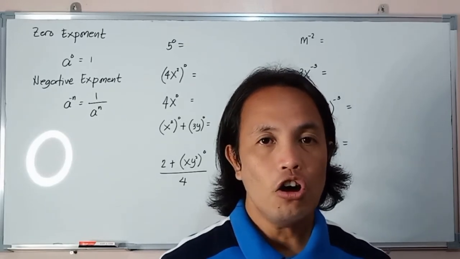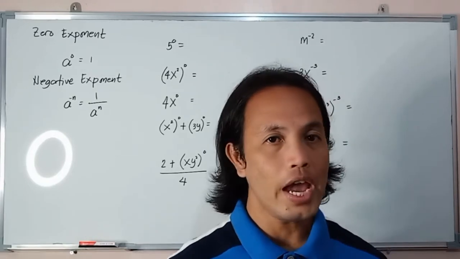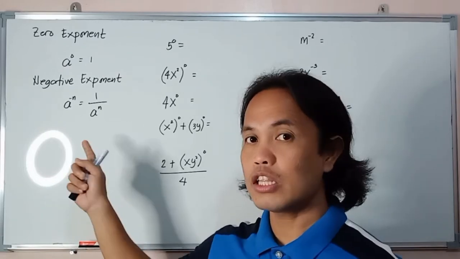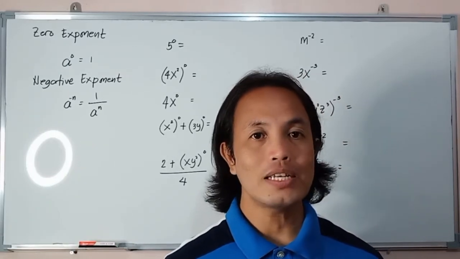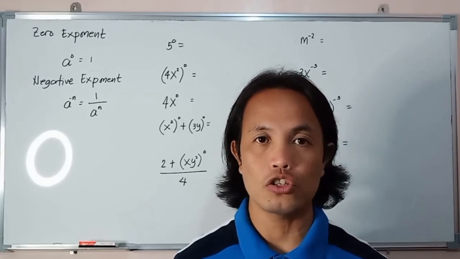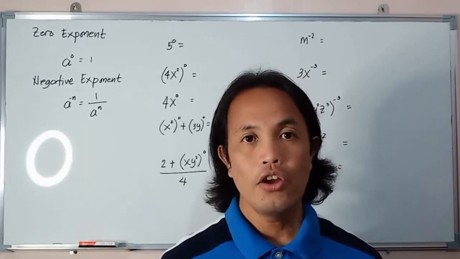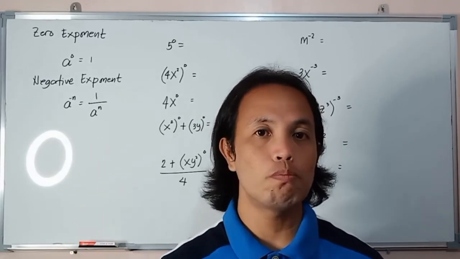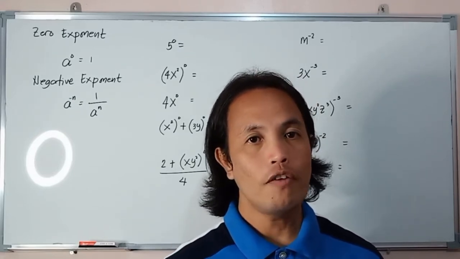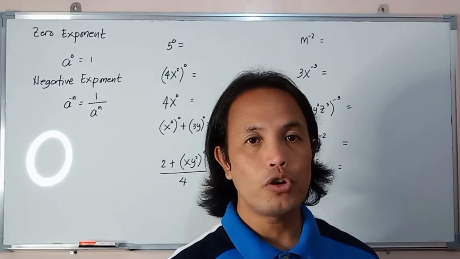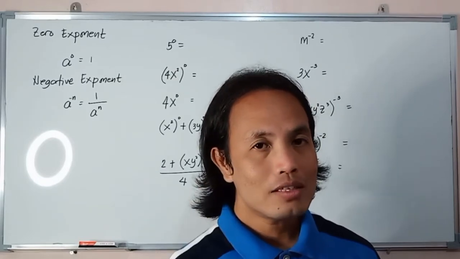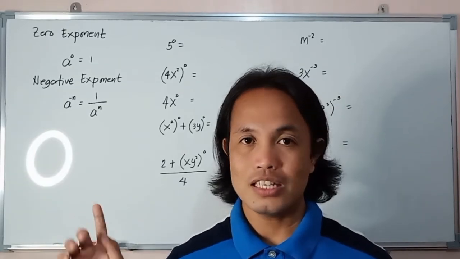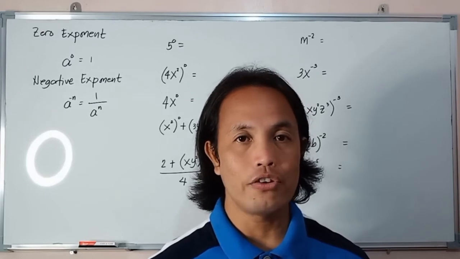And for the law on negative exponent, that states that any non-zero number raised to a negative exponent is just equal to the positive reciprocal of the given expression. For example, if we are given a raised to negative n, it is just equal to 1 over a raised to positive n. When we get the reciprocal of an expression containing a negative exponent, we simply write the positive exponent. So a raised to negative n is just equal to 1 over a raised to n.